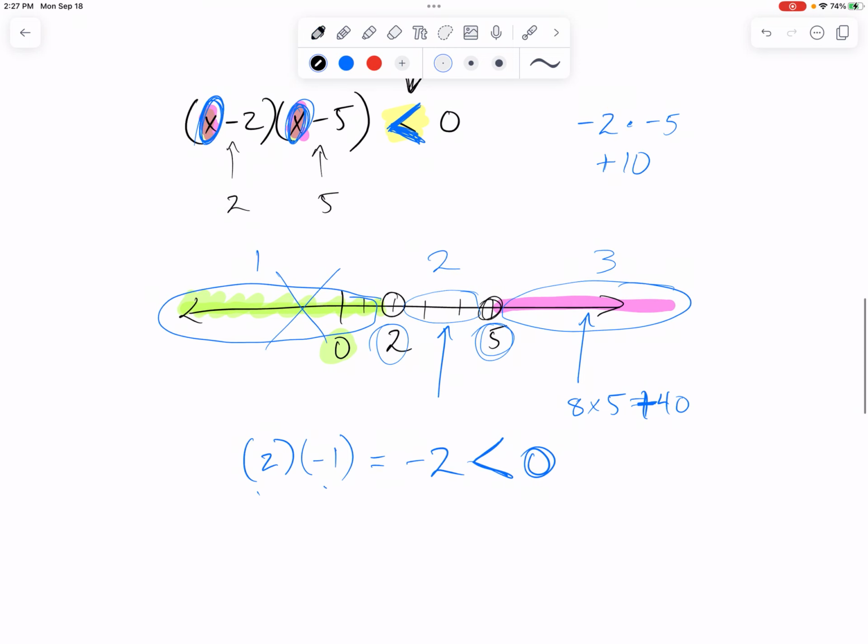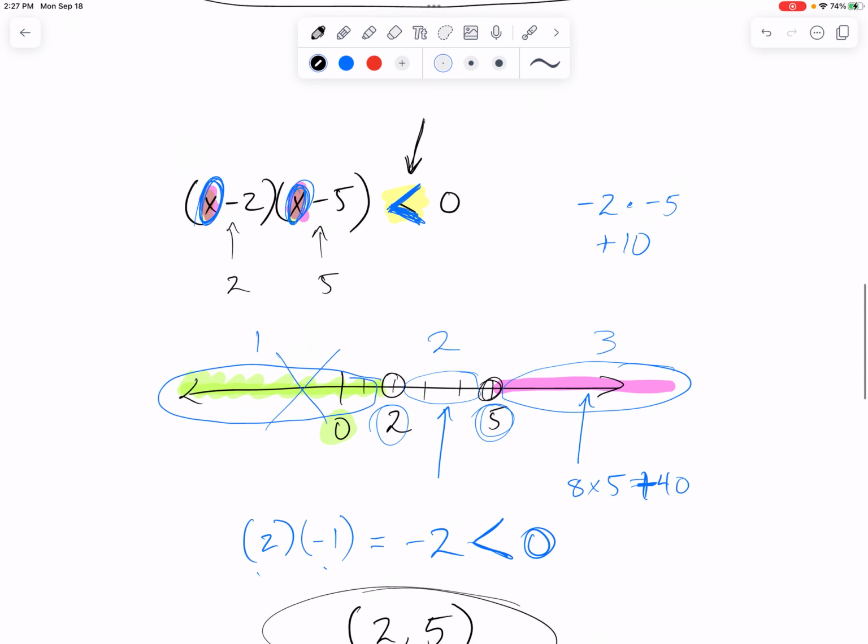How do I tell somebody that? I say the answer is parenthesis 2, 5, parenthesis. Now keep in mind, that's not a point. I'm not saying the point (2, 5). This is interval notation to let somebody know any number between 2 and 5 will make the original problem true.